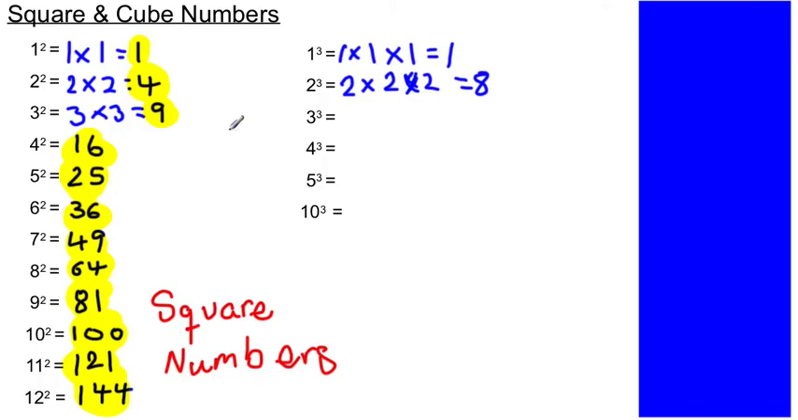Then 3 cubed would be 3 times 3 times 3, which is 27. 4 cubed is 4 times 4 times 4, which is 64. 5 cubed is 5 times 5 times 5, which is 125. And 10 cubed is 10 times 10 times 10, which is 1000. And those are called the cube numbers.